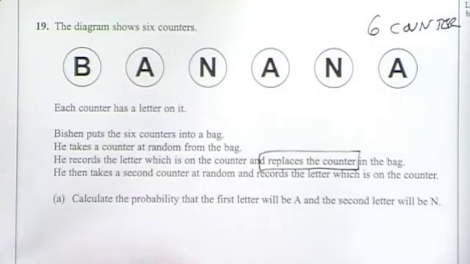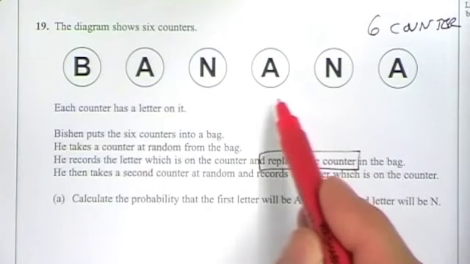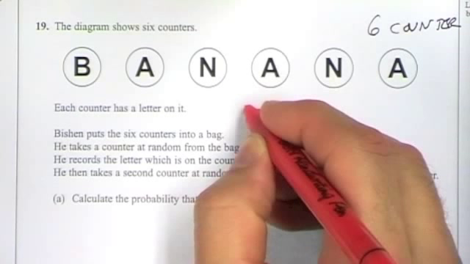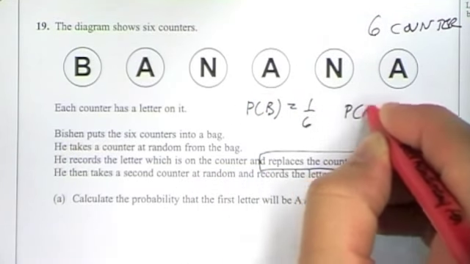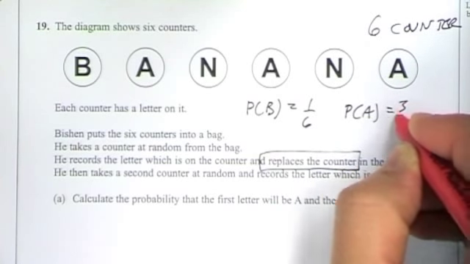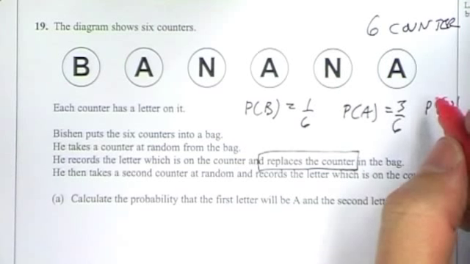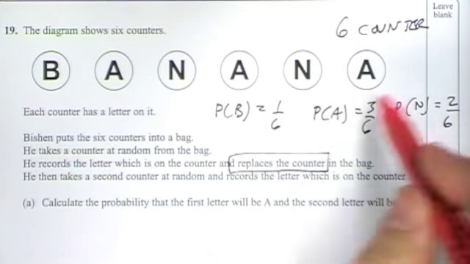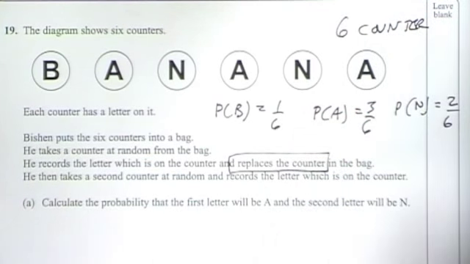And there's 1 B, so the probability of a B is always going to be 1 over 6. 3 A's, the probability of an A is always going to be 3 over 6. I can write that here: probability of a B is always 1 over 6. The probability of an A is always going to be 3 over 6. And the probability of an N is always going to be 2 over 6. I'm not going to bother simplifying these at the moment because I'm going to use them in calculations. I will keep them as 6ths. It just makes everything much easier.